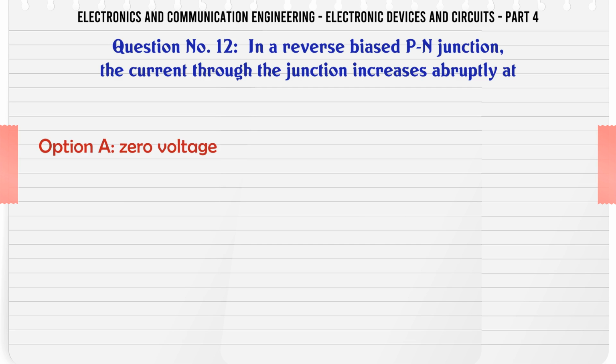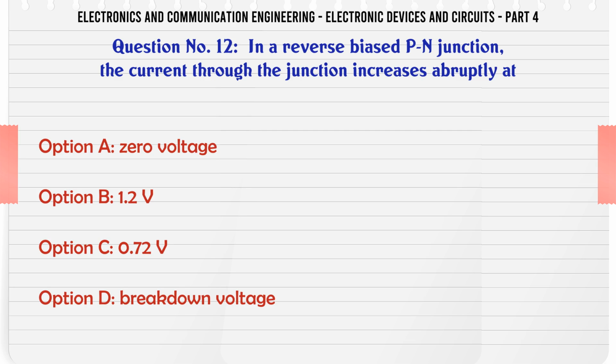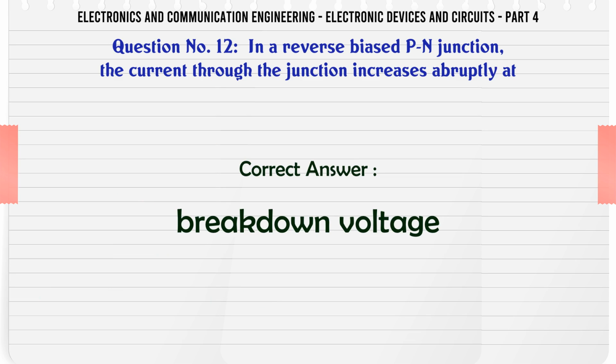In a reverse biased p-n junction, the current through the junction increases abruptly at: A. 0 voltage, B. 1.2 V, C. 0.72 V, D. breakdown voltage. The correct answer is breakdown voltage.